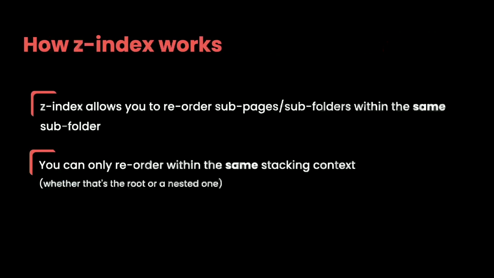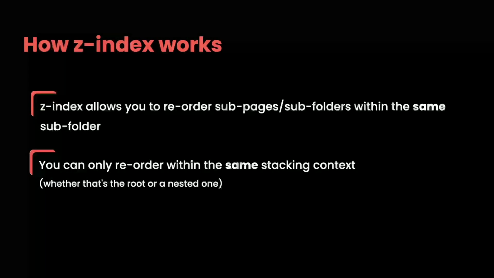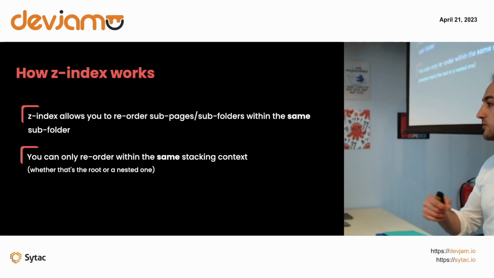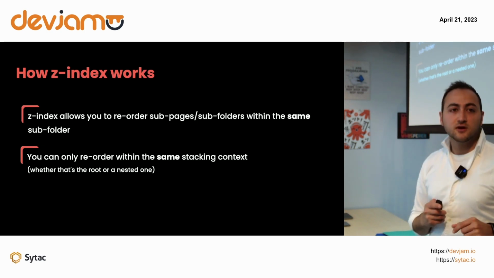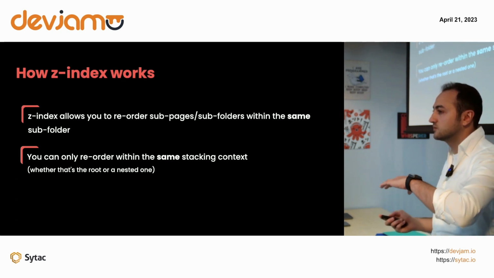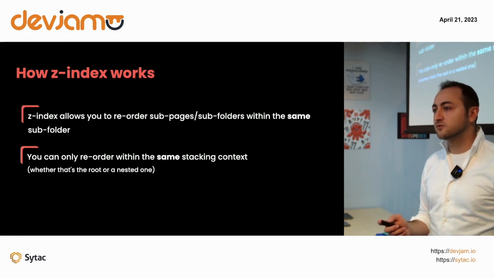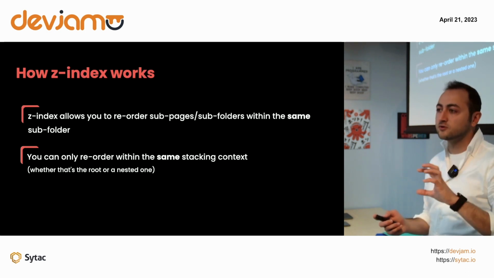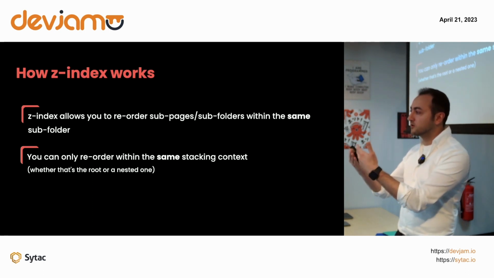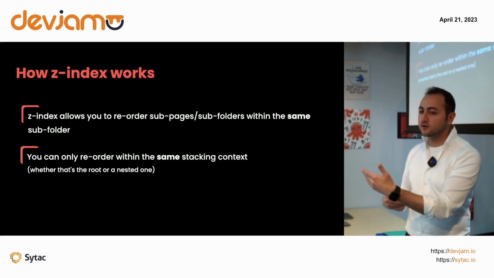So how does z-index work? It allows you to reorder elements within the same subfolder. So yeah, I've said it 10 times, but it's really important. You can only reorder items within the same stacking context, within the same folder. There's no way you can escape it, except a tiny exception. And this is probably why you might have had z-index issues before, because it was in a different stacking context, or maybe there was an opacity, or there was a scale or transform, and this transform created a stacking context, and you were comparing it to another element that was in a different stacking context.